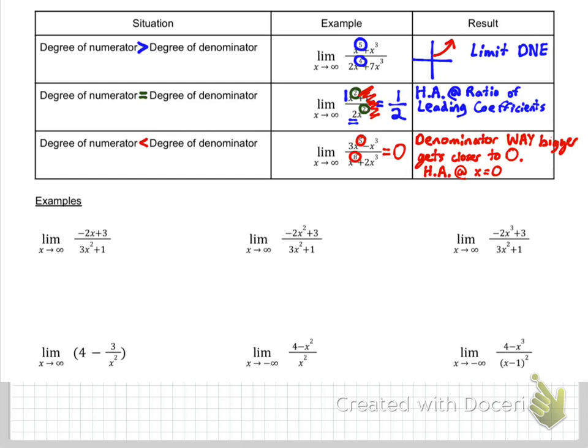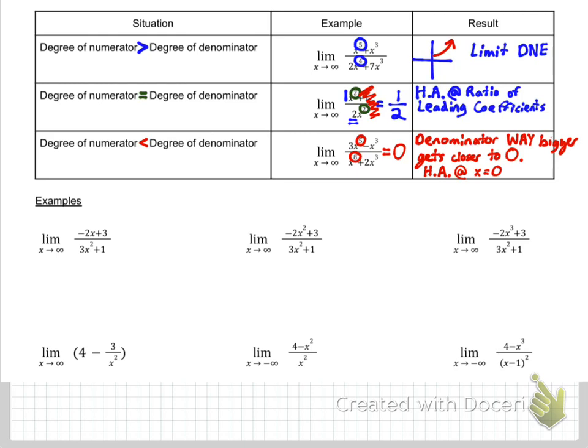Now, if these three situations look familiar, it's because we talked about these exact situations when we discussed horizontal asymptotes back in rational functions. So we're just talking about this in a more formalized way, where we're saying the limit as x approaches infinity. All right, let's do some examples.